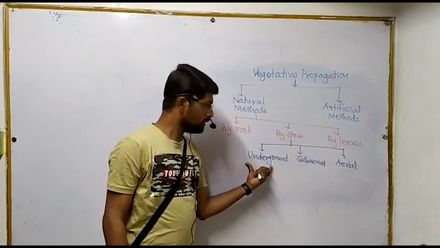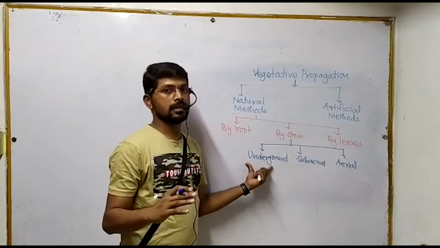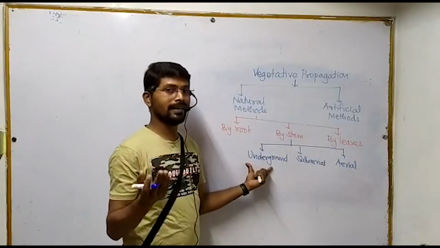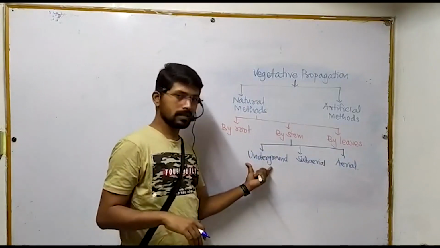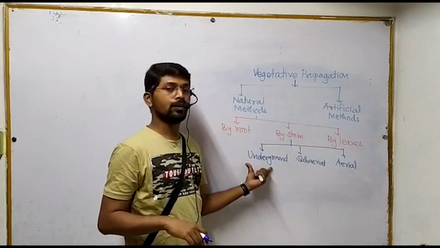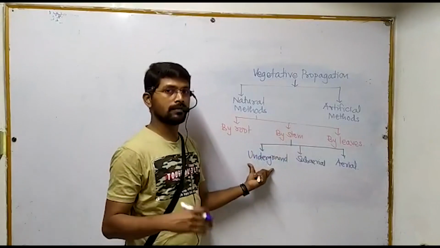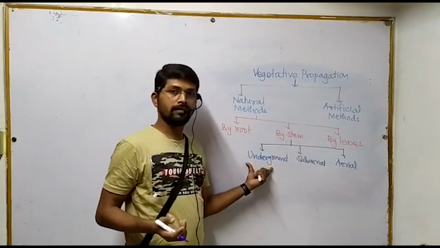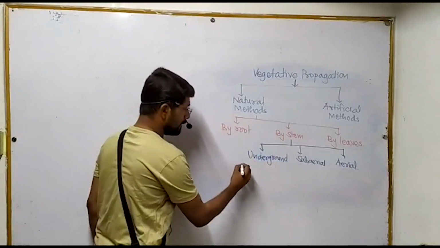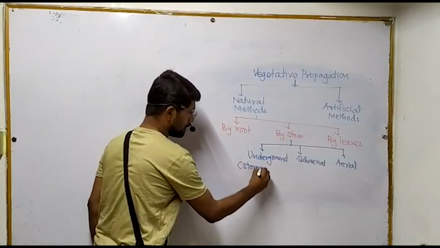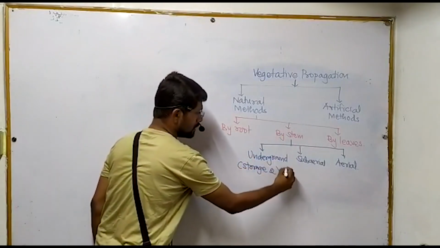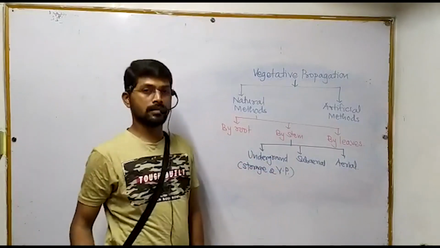Underground modification. Basically, the stem is positively phototropic and negatively geotropic, but in some cases, due to the adaptive ability of the plant, the stem becomes underground, that is, positively geotropic. Such modified stems are related with storage as well as vegetative propagation, that is, asexual reproduction.